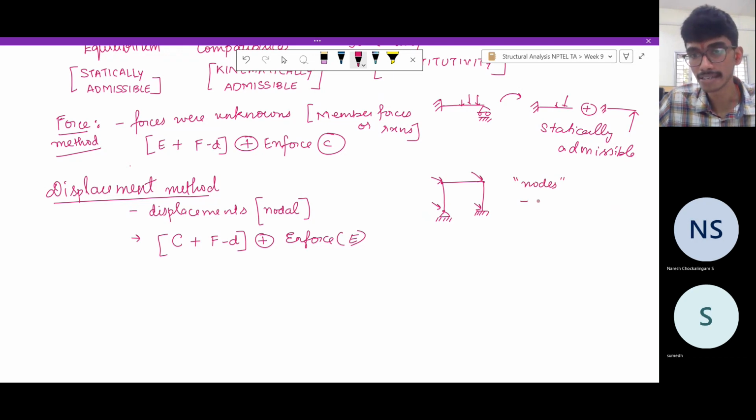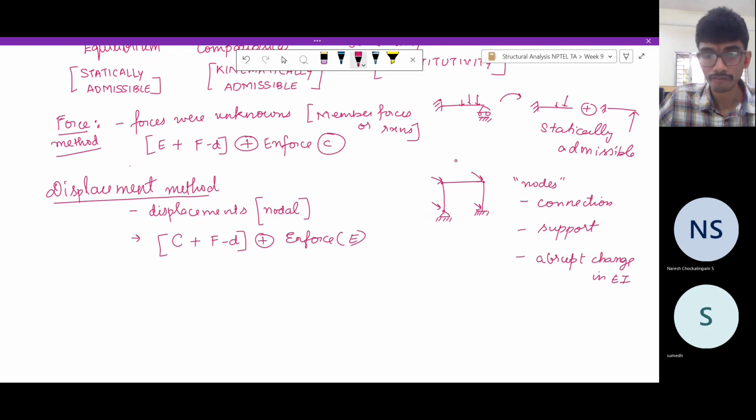So either there's a connection or a support, or sometimes even we can consider those points where there is an abrupt change in some properties like EI. So if we know the displacements of those points, we can determine the displacements anywhere in between them using the equilibrium equations.